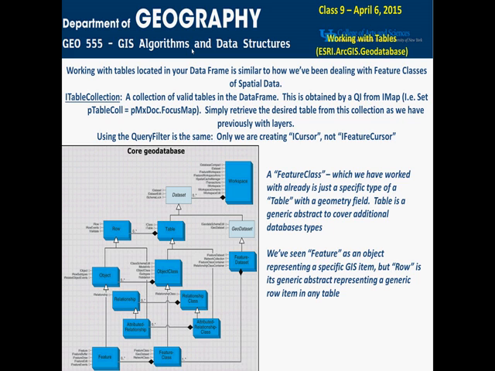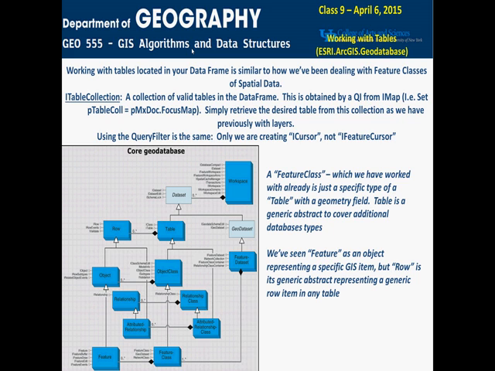So you can QI from IMap, which we've used quite a bit, into iTableCollection. And if you do that, instead of getting the layers, like shapefiles and feature layers in the data frame, you'll get a collection of the non-spatial tables, Excel files, DBFs that are in the data frame.